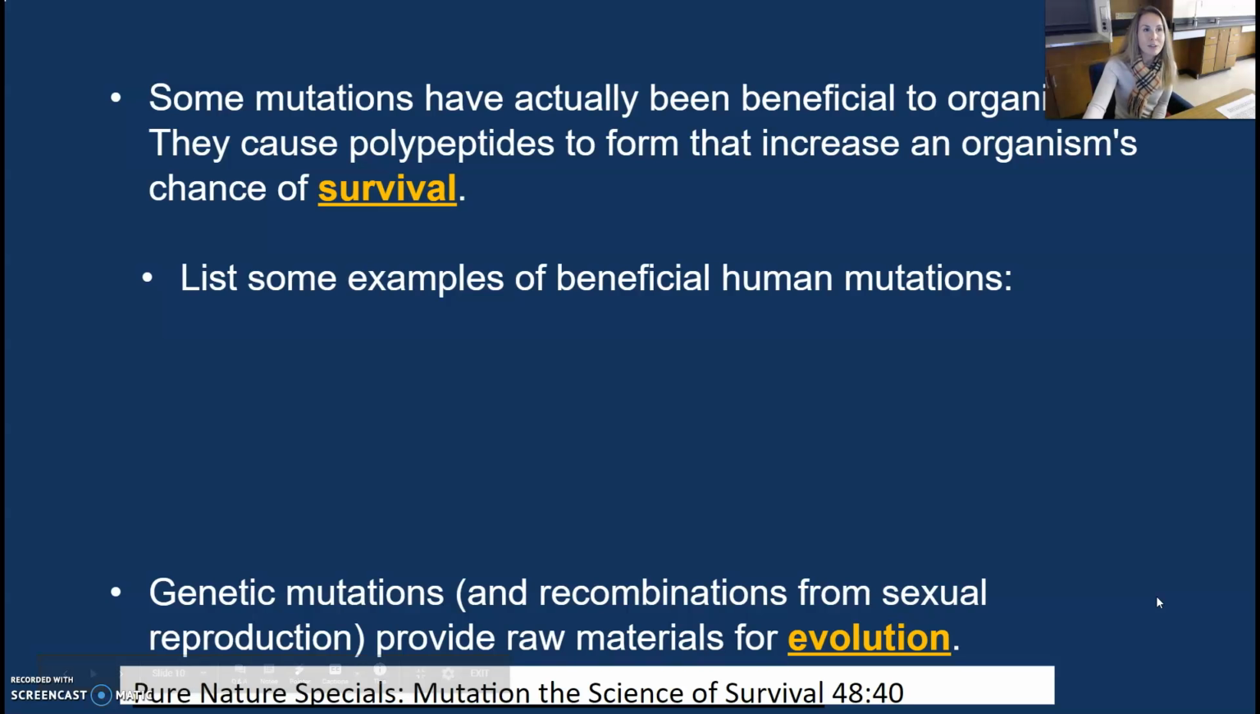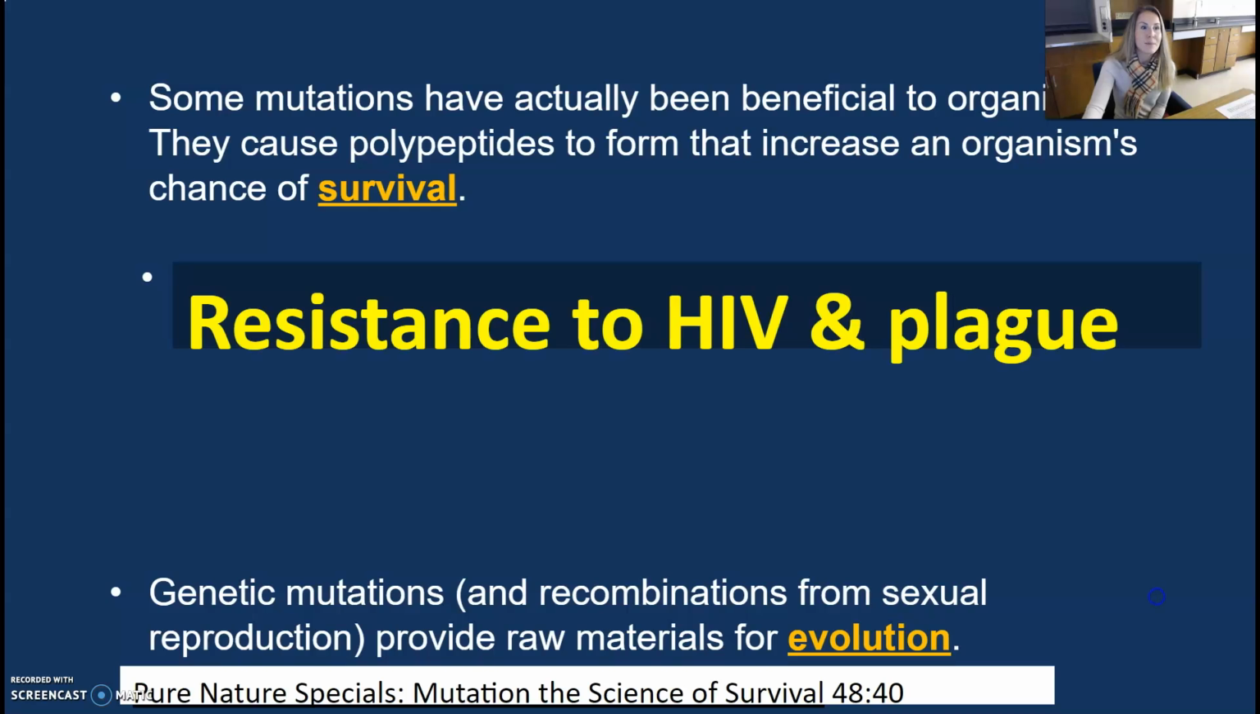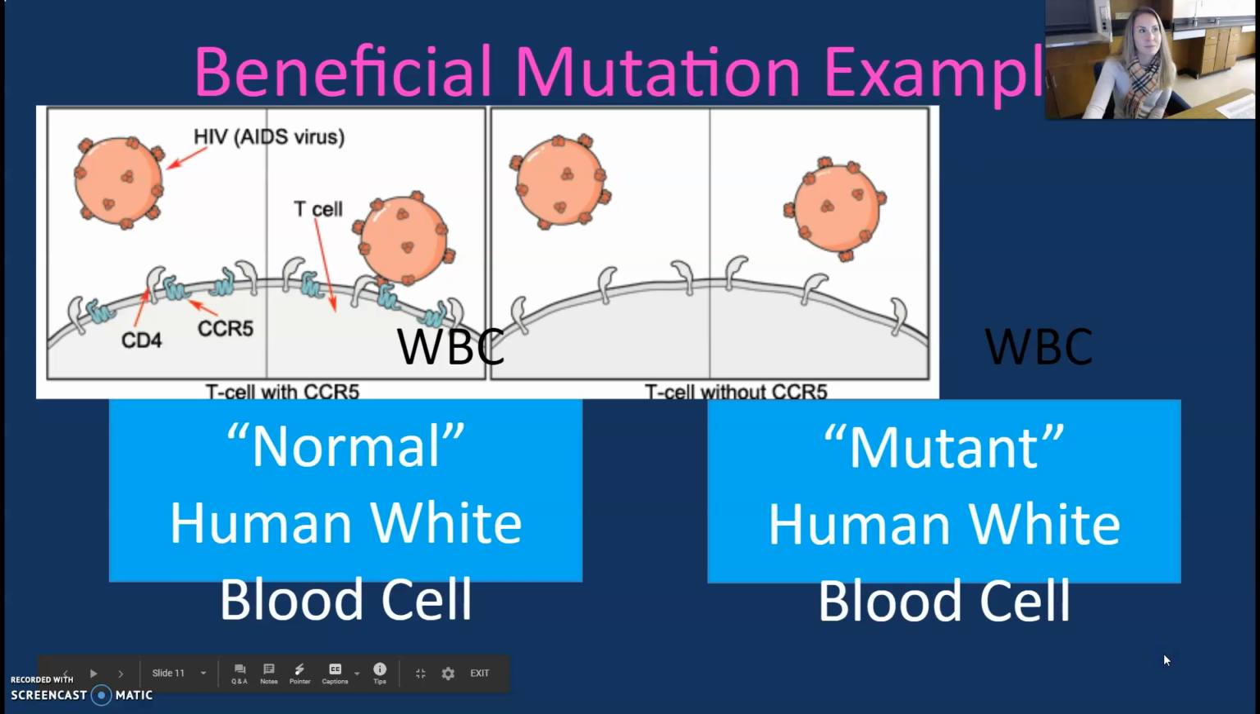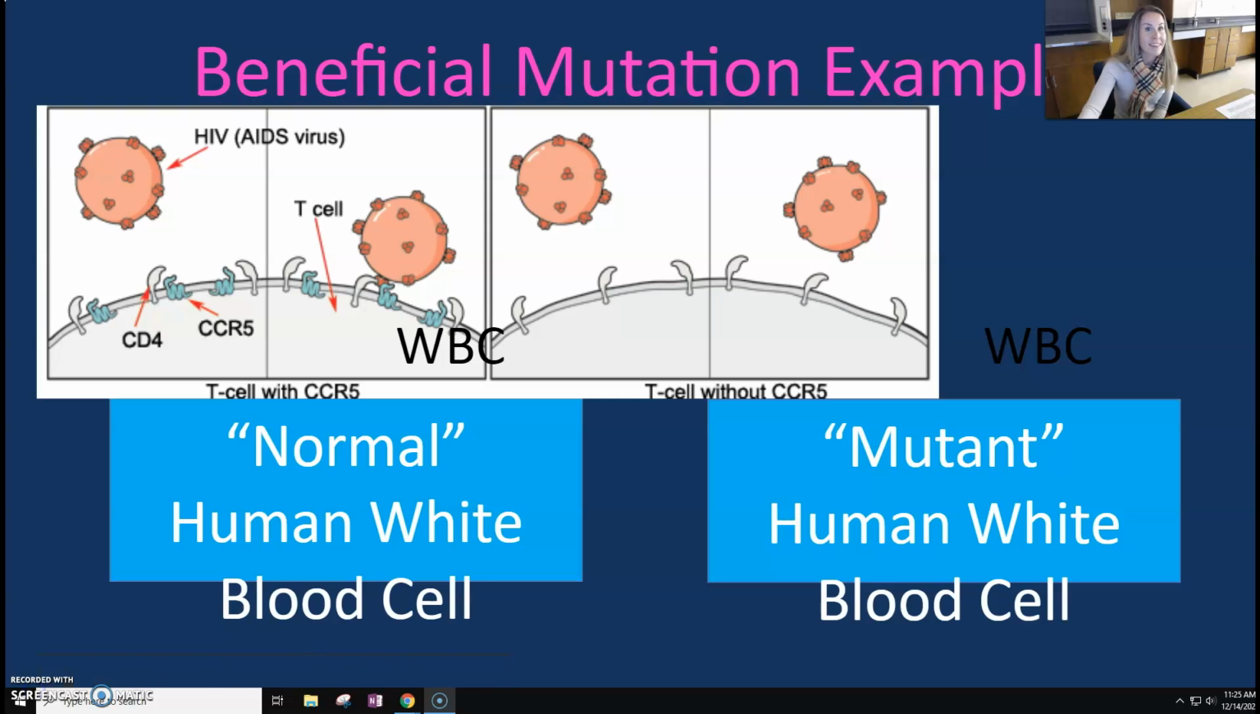Some mutations have actually been beneficial to organisms. They can cause polypeptides to form that will increase an organism's chance for survival. Some examples are resistance to HIV and resistance to the plague. Genetic mutations and recombinations from sexual reproduction provide the raw materials for evolution. Another beneficial mutation example: we have normal white blood cells and a mutant white blood cell. The mutant white blood cell does not have a T cell with CCR5, and this allows people to survive the plague.